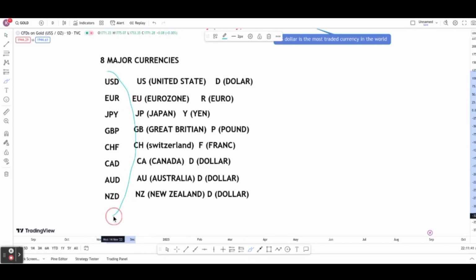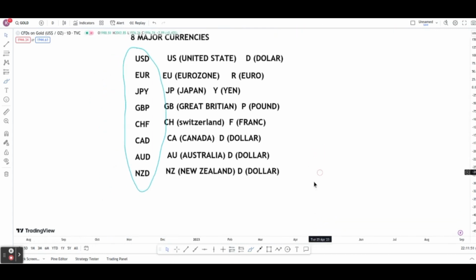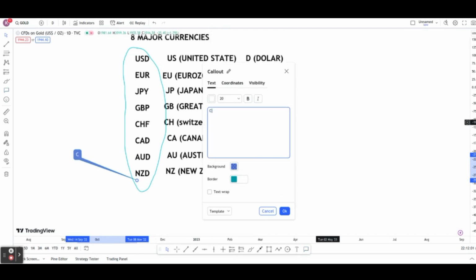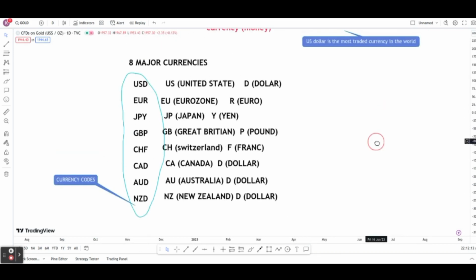So these are called currency codes. Let me just label that out. They are called currency codes. You understand? You should just take note of that.